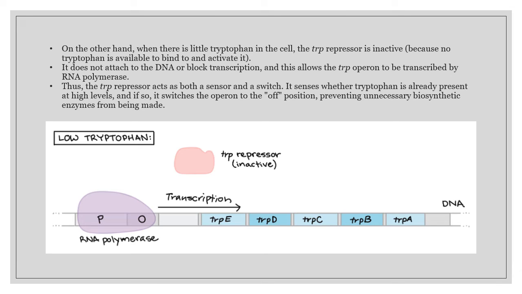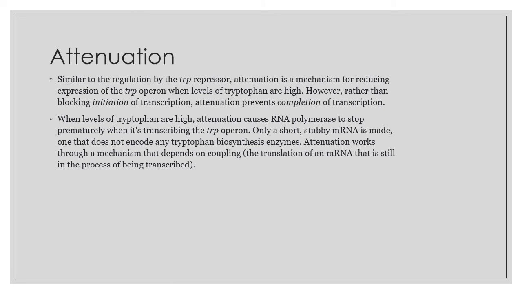On the other hand, when there is little tryptophan in the cells, the TRP repressor is inactive and it does not attach to the DNA or block transcription, and this allows the tryptophan operon to be transcribed by the RNA polymerase. So the TRP repressor acts as both a sensor and a switch. It senses whether tryptophan is already present at high levels and it switches the operon to the off position. So this prevents any unnecessary biosynthesis of tryptophan.